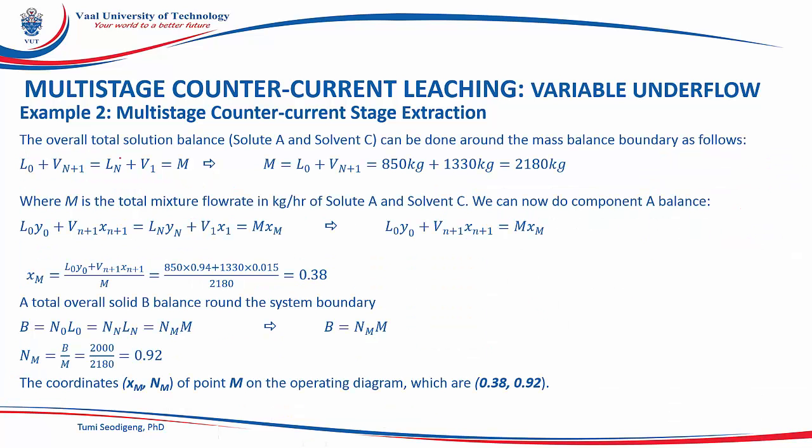Next, we can use the overall total solution balance, solute A and solvent C, around the mass balance boundary to find the mixing point M, which we know will be the mixture of the feed solutions or the mixture of the outgoing solutions. Since we know the incoming solutions, which are the solution entrained in the slurry and the fresh solvent feed, we can use those to find point M. We just have to add the two together to find the total mass flow rate of point M, which is 2180 kilogram per hour.